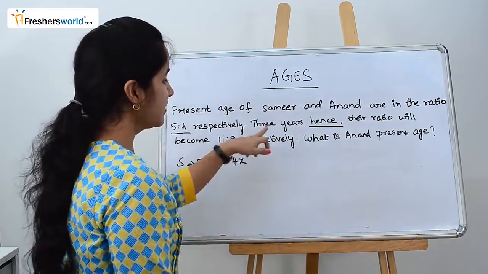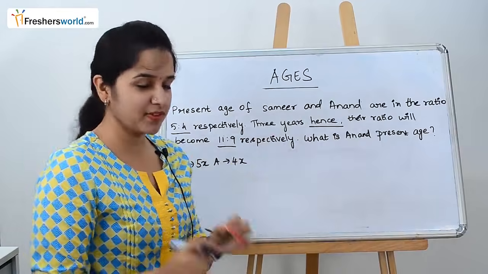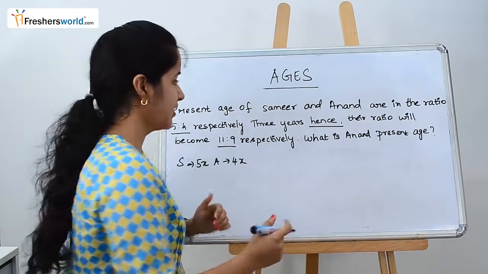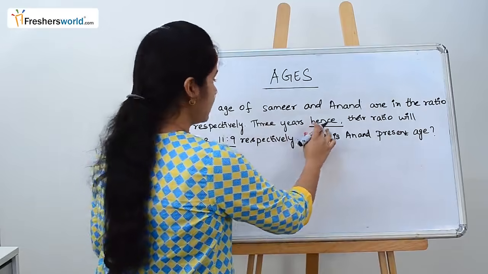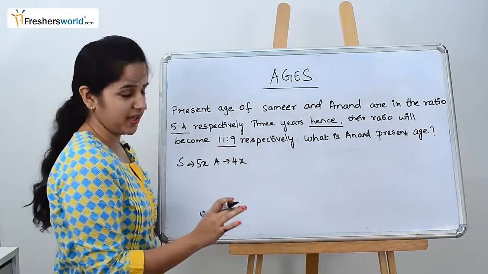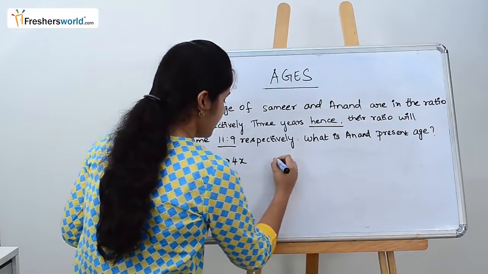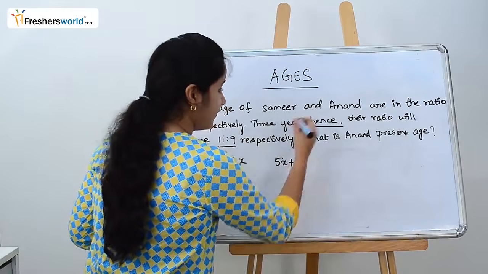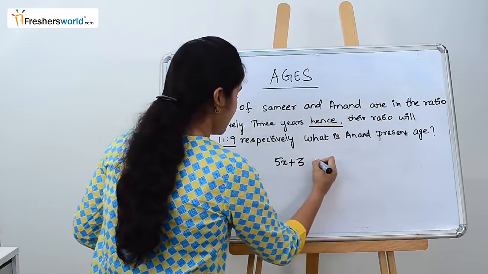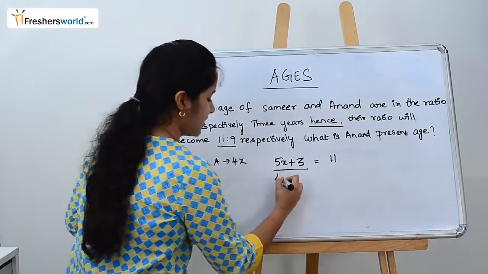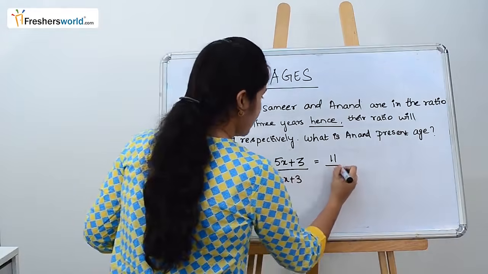What have they otherwise given? 3 years hence. So we know that we have to add it. Why are we adding it? Because it's a future age. So they are telling that after 3 years their ratio will become 11:9. We know that a ratio can always be shown as a fraction. So they are saying 5x plus 3 will become 11. Similarly, 4x plus 3 will become 9.